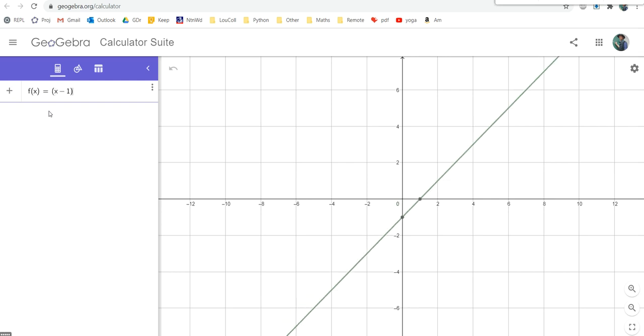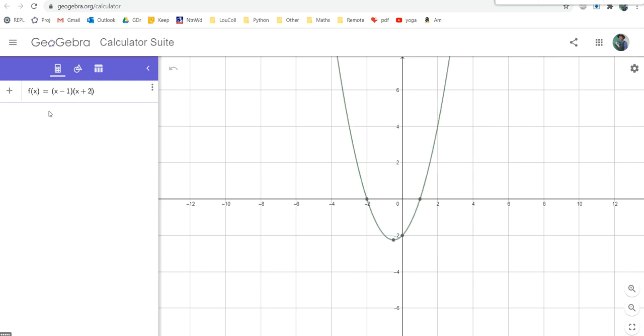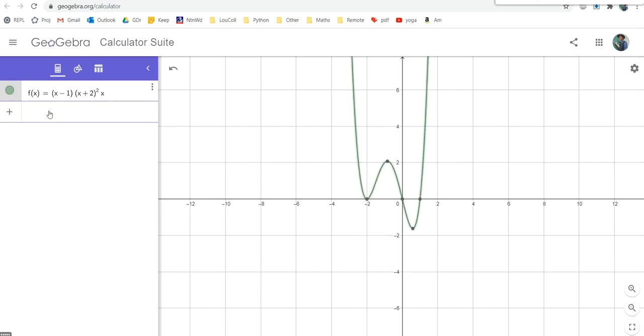That'll give me a graph that crosses the x-axis at 1, multiplied by x plus 2, so it's also going to cross at minus 2. Then perhaps I'll put a squared there, so it has a repeated root at minus 2. And then I'll bring in one final term. I'll put in an x. So now my graph is a quartic graph. It's an x multiplied by x plus 2, multiplied by another x plus 2, multiplied by x minus 1. So it has roots at 1, 0, and minus 2.